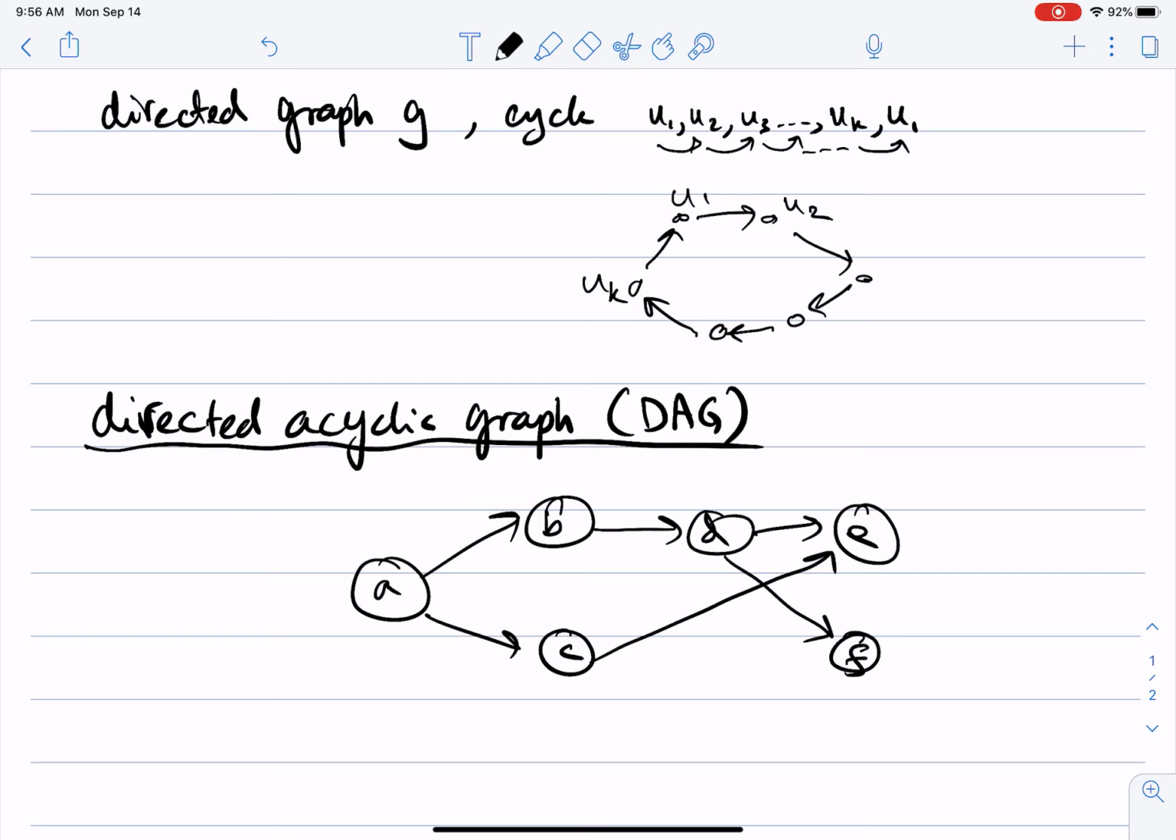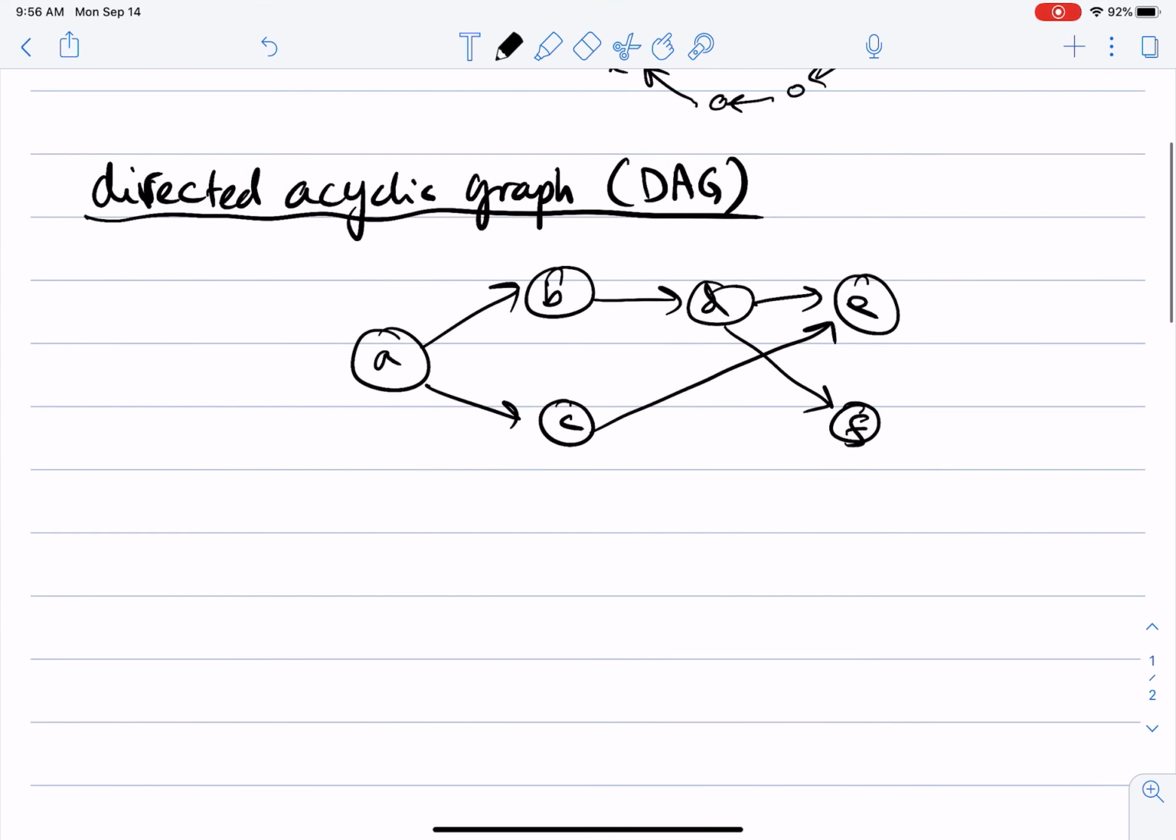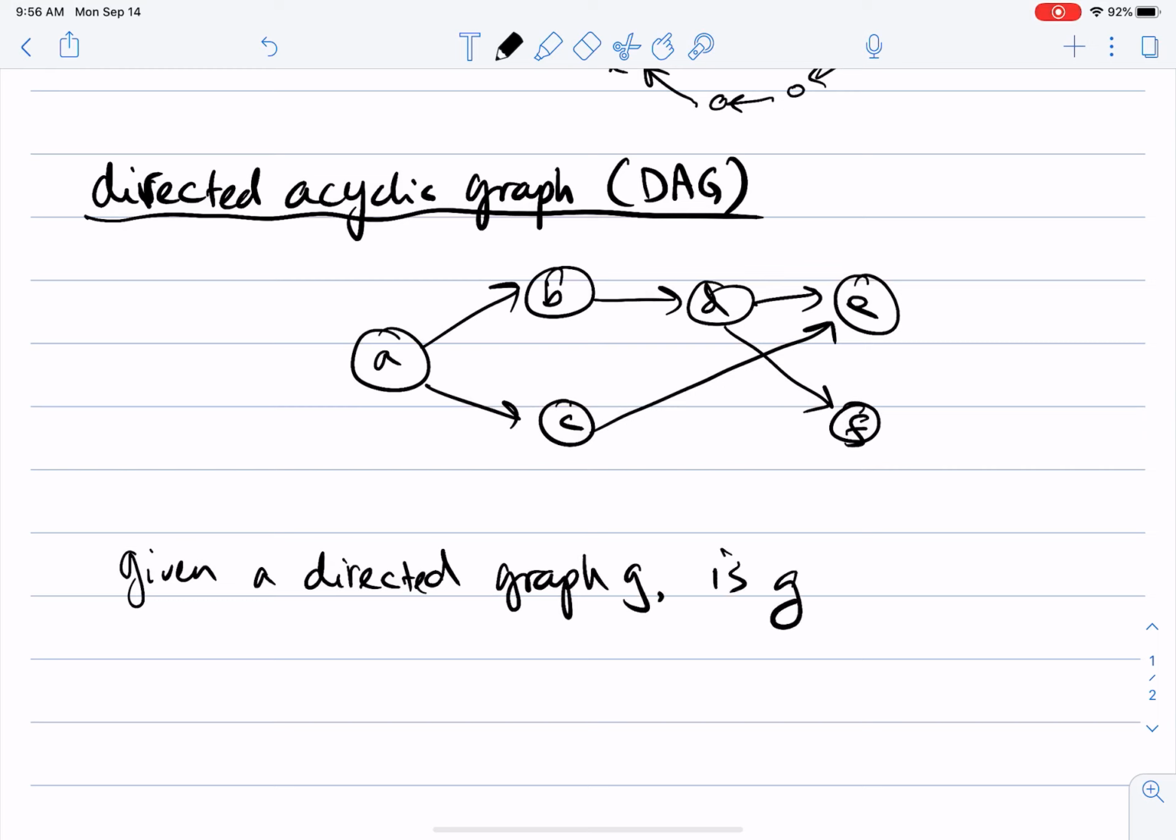Testing whether a graph is acyclic or not is very important as well. So the first task that we have is, given a directed graph G, is G acyclic? Well, we want to check if there is a cycle, and if you understood the notion of DFS and the classification of edges, you should immediately have a simple algorithm for finding if a graph has a cycle.